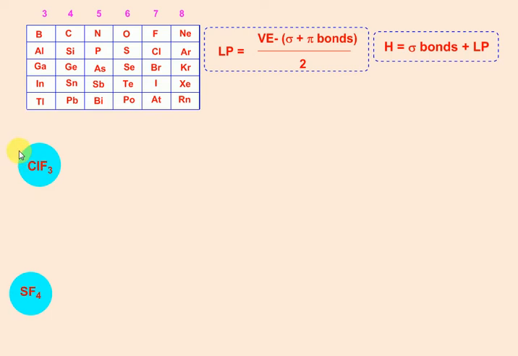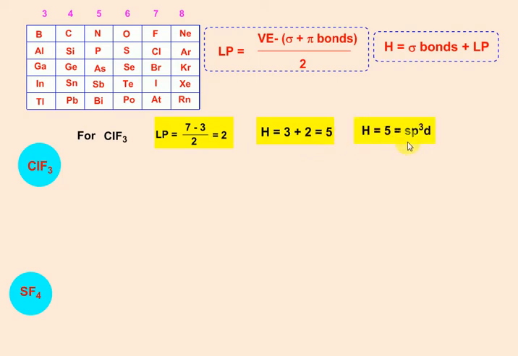Friends, let us discuss the hybridization of chlorine in ClF3. We know that chlorine will have 7 valence electrons as it is a member of the fluorine family. So 7 valence electrons minus 3 bonds divided by 2, lone pairs are 2. 3 bonds plus 2 is equal to 5. 5 means it is sp3d hybridization, and for sp3d the structure is trigonal bipyramidal.